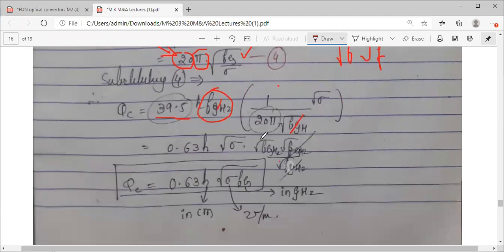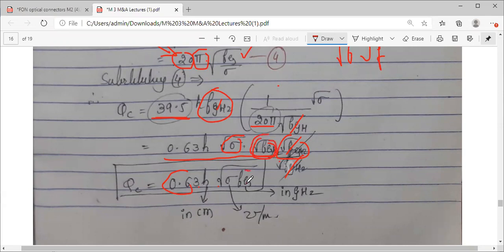Here I have taken root f into root f. One frequency term will get cancelled. This is your remaining term. So 0.63. How did I get 0.63? 39.5 divided by 25. Get it? 0.63 h root of sigma, and you have one more root of f.